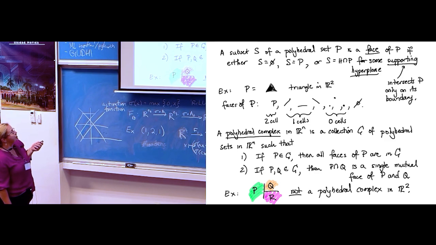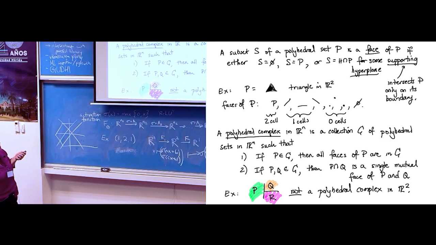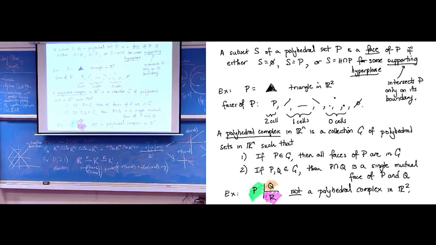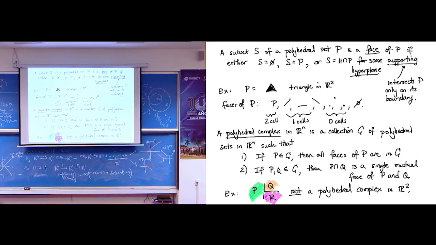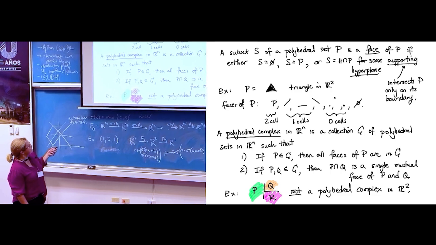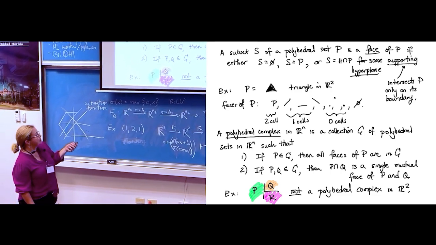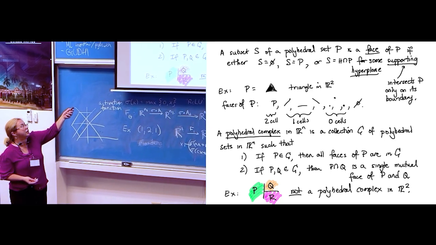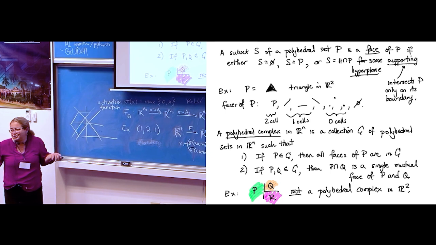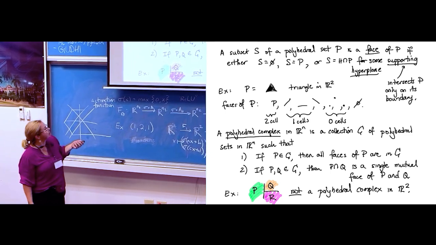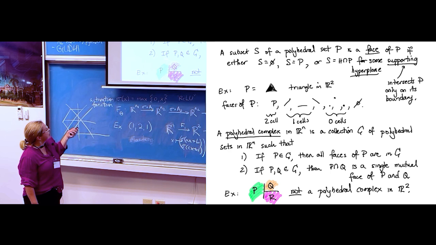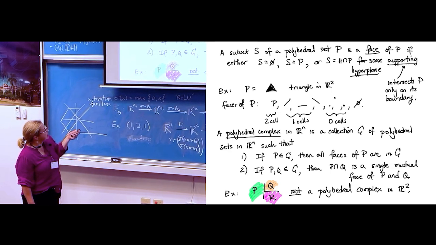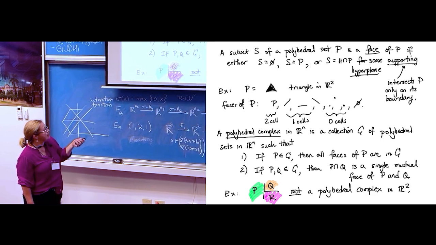Okay. So a polyhedral complex in Rn is a collection of polyhedral sets that satisfy 2 properties. The first property is that if P is in your collection, then all the faces of P are also in your collection. So I couldn't have, for example, a triangle but not have an edge of the triangle. You have to have all the smaller pieces. The second one is that if you have 2 sets in your complex, the intersection of those two sets is a single mutual face of the 2 cells.